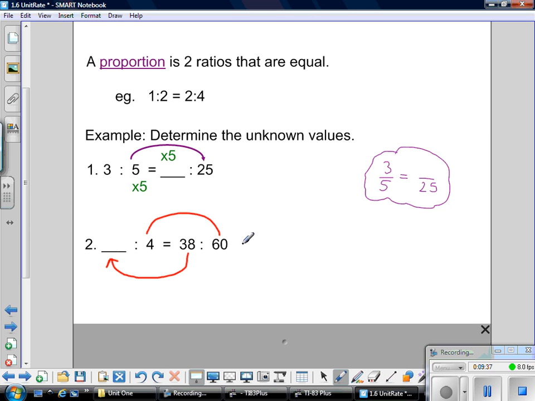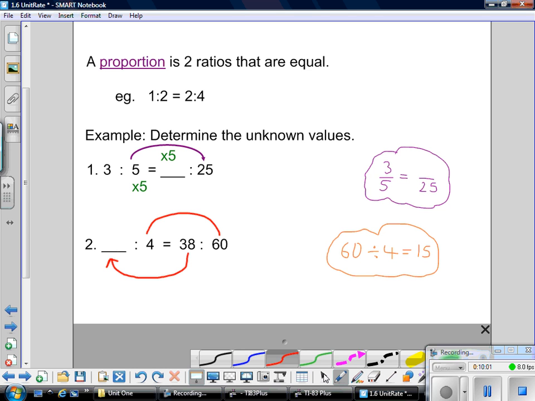So what I'm interested in here is how did I go from 60 to 4? Because if I know how I went from 60 to 4, then I can figure out how to go from 38 to the missing unknown. So what I can really look at is 60 divided by 4, I know is 15. So if I divide 60 by 4, then I know that I have the number 15.